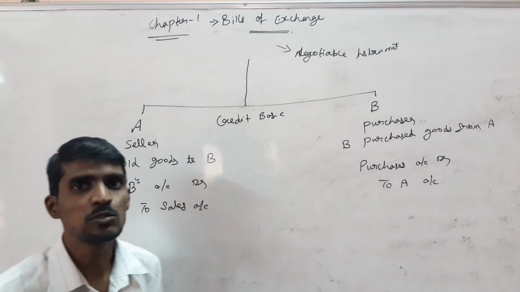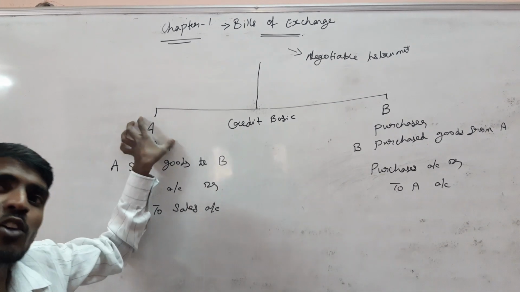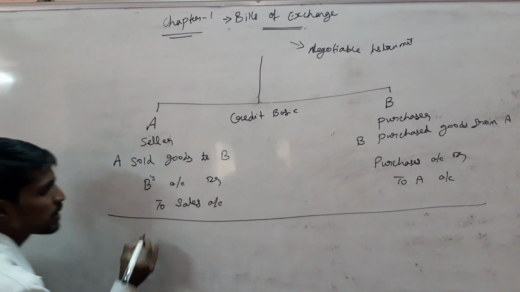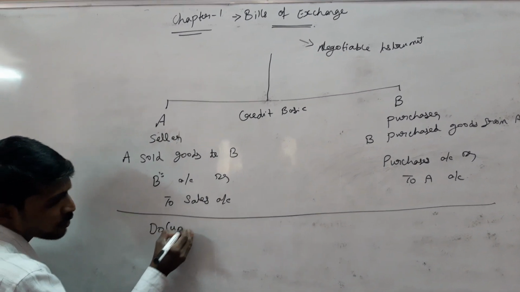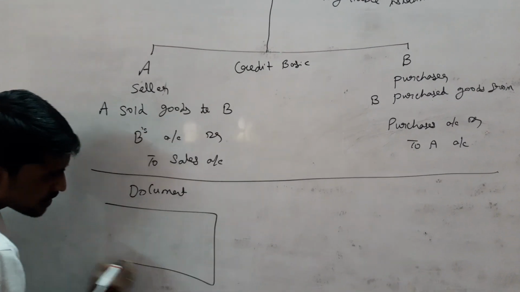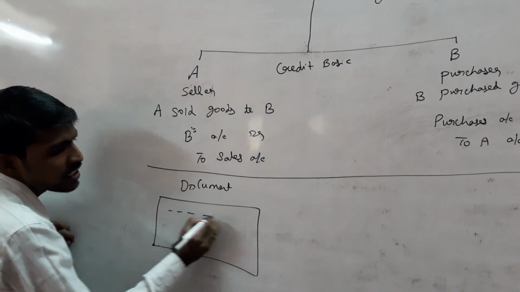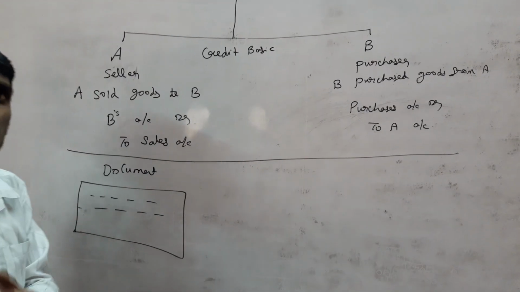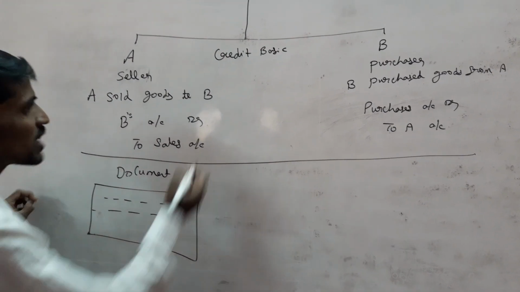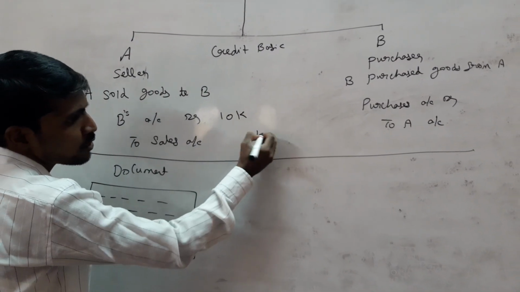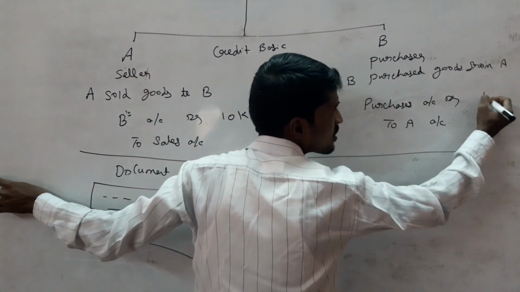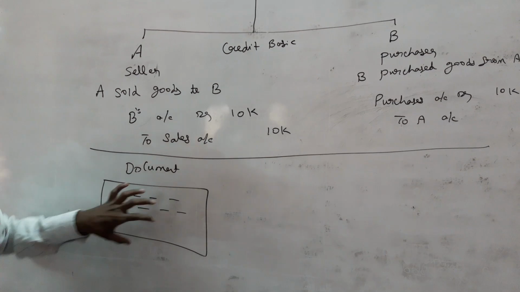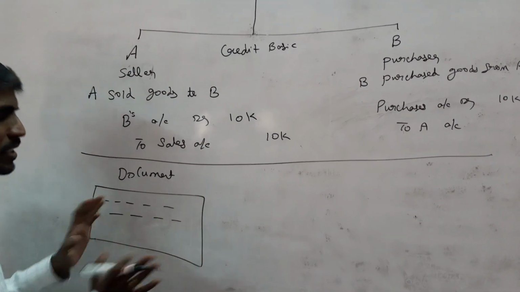So what will he do? He will prepare a document. In that document, he will write the details of the person and how much worth of goods he sold. Just assume we have sold the goods for 10,000 rupees. So he will write the clear amount. So he will prepare the document.